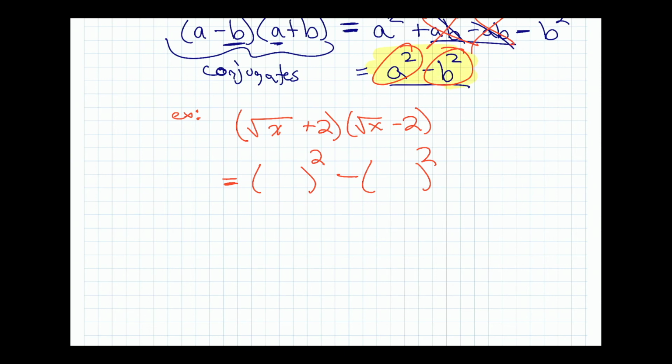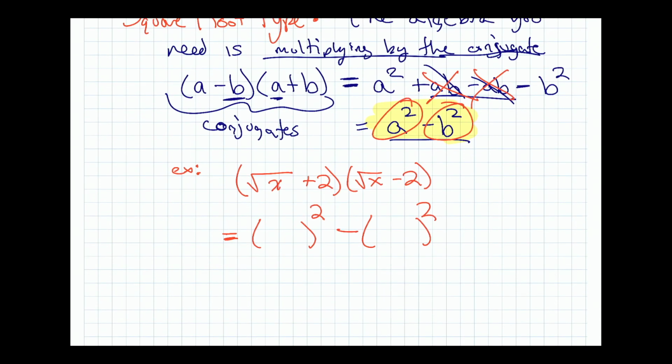Now what's the a and what's the b? Well, the a is just whatever you had right there. So what's a for us? Square root x, so you just put a square root x there. And then what's b? 2. So that's all you have to do. When you see square root x plus 2, square root x minus 2, it's just a squared minus b squared.